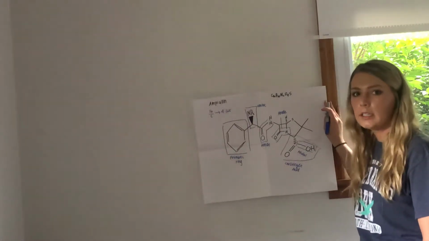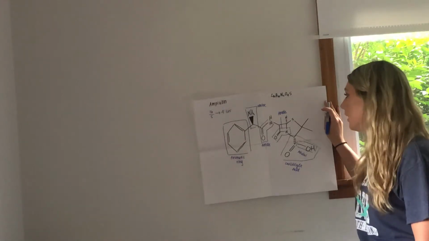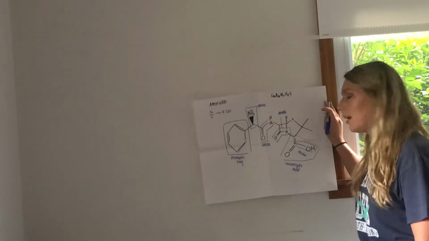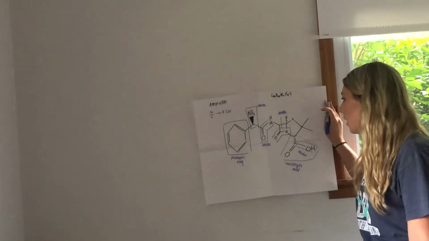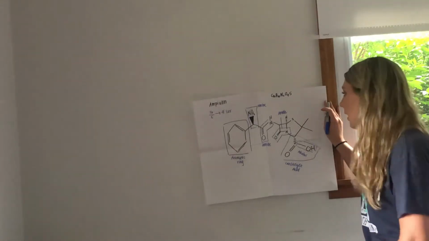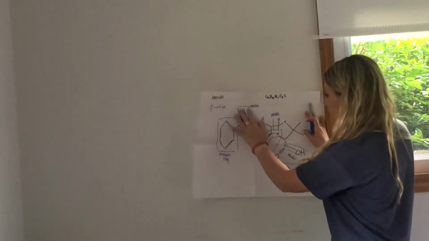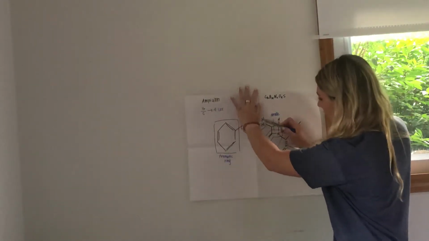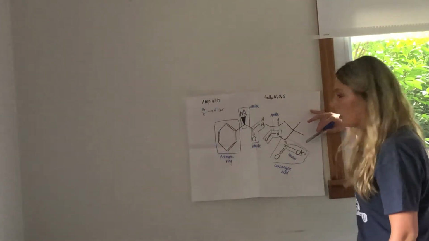To start out, the most dominant intermolecular force would be hydrogen bonding, and that only happens between hydrogen and a couple different atoms. So in this case, it would be the N and then the H, and then we've got oxygen and hydrogen.